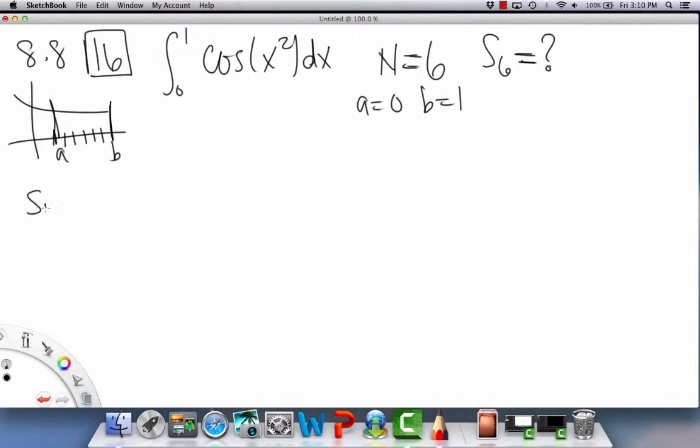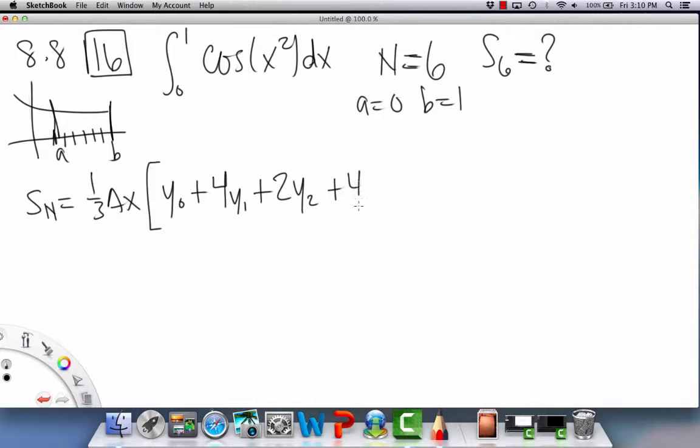But here's our formula. So we have Sn equals 1 over 3 delta x, and then we have, remember, this is the most complicated one of the 3 types that there are. So this is what we're going to have, and we're going to go up to y6, right? So we still have the numbers going here, and then y4 plus 4, y5 plus y6. Okay, so this is S6.